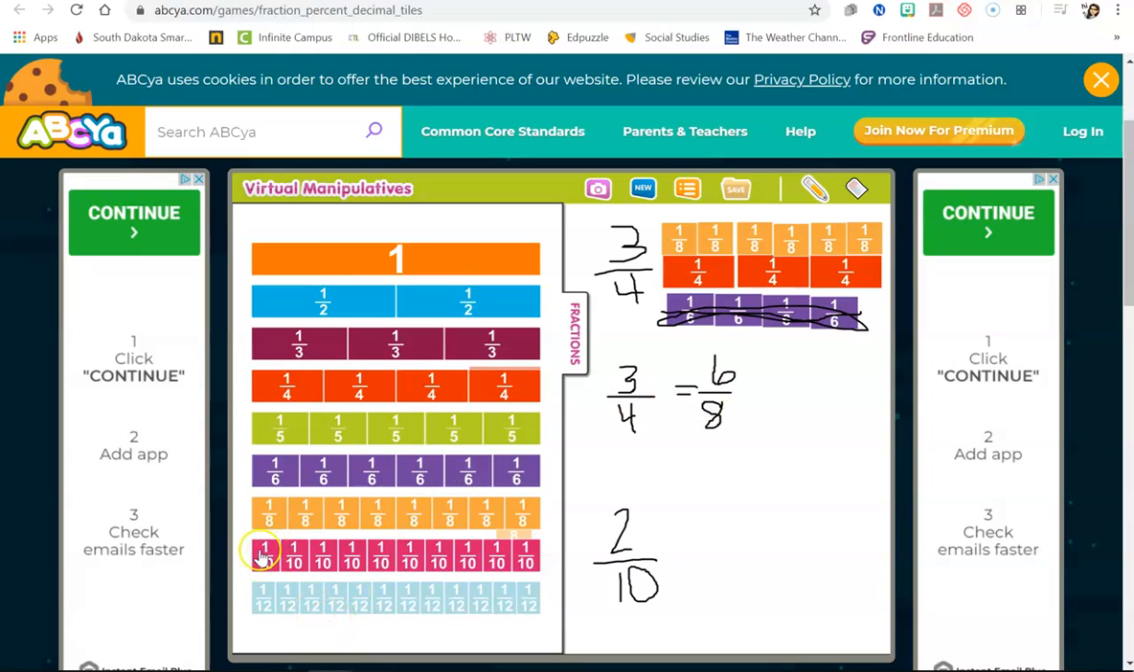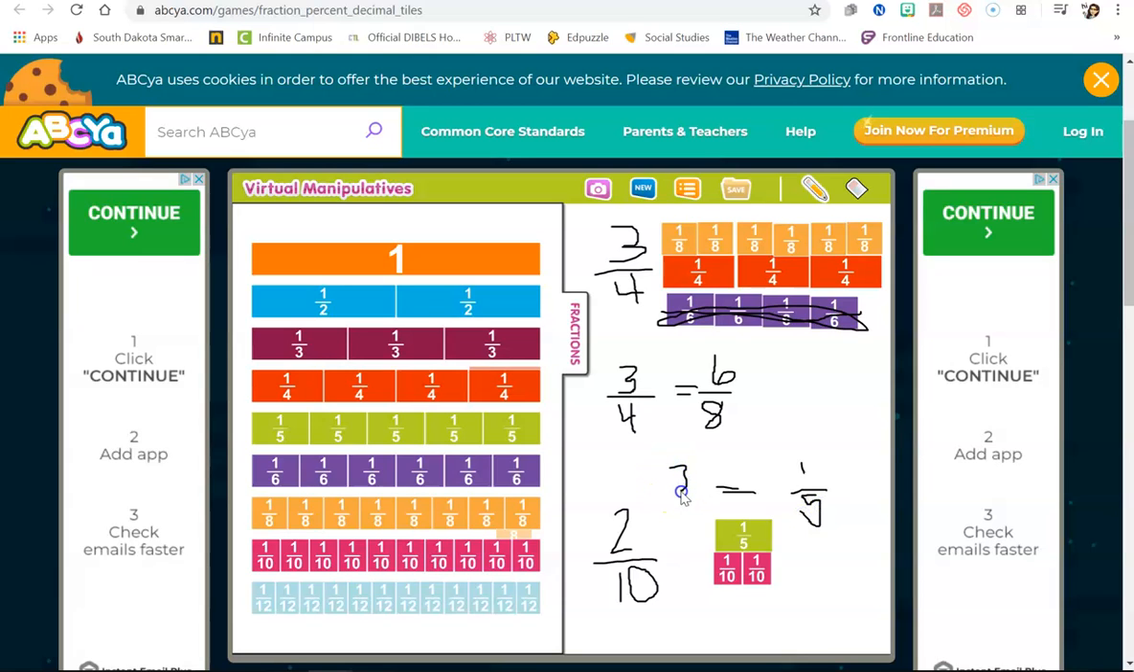Let's go ahead and try 2/10. So I am going to drag 2 1/10 out here, 1/10 and 1/10. If I think about numbers and relationships, I have the number 10 on the bottom as my denominator. So what number is related to 10 in all of my numbers over here? I know that 5 doubled is 10, so I'm going to try 1/5. And look at that, it's equivalent. So 2/10 is equal to 1/5.